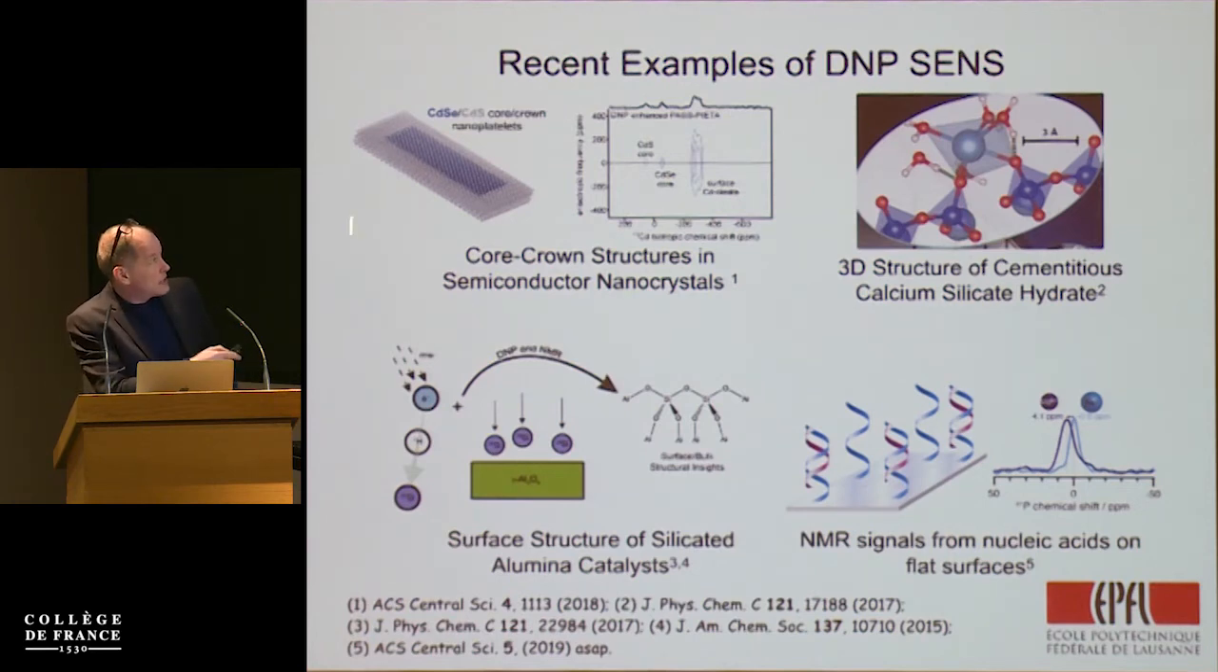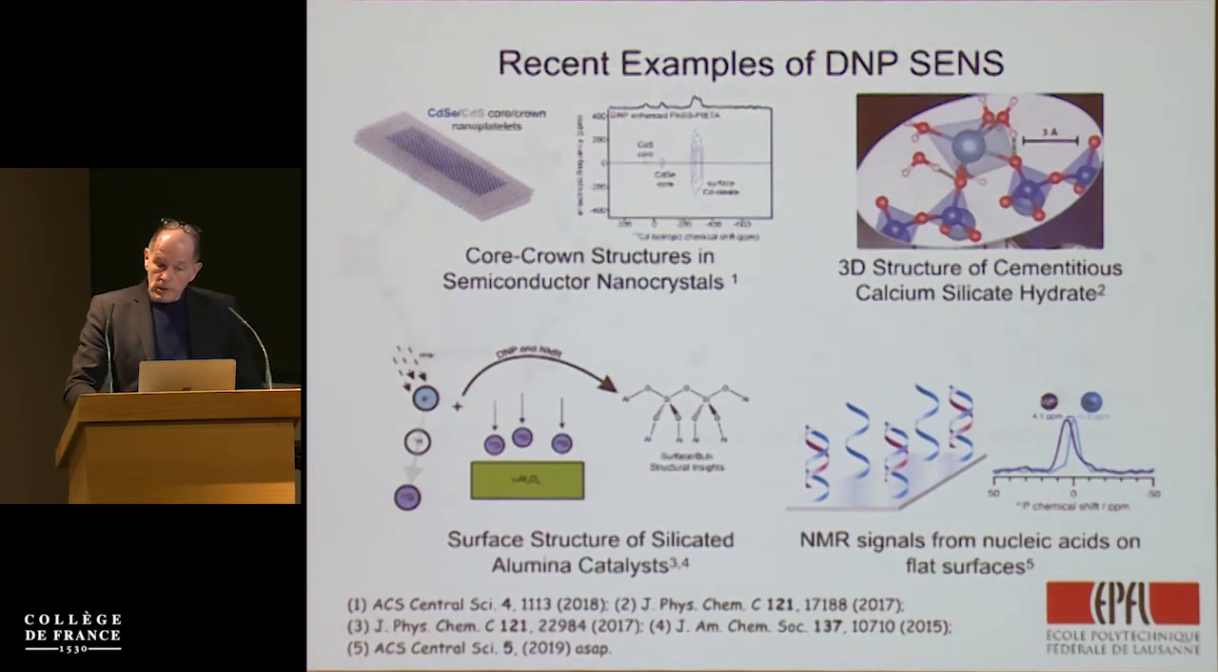Recently, for example, we've applied this to core crown structures in semiconductor nanocrystals. We've done the full 3D structure of CSH in industrially relevant calcium to silicon ratios. We've done a lot of work on the structures of silicated alumina catalysts, so either the bulk, the interface, or the surface in those systems. And very recently, we've actually been able to determine NMR signals from two-dimensional flat surfaces. So this is nucleic acids on glass supports that you'd use, for example, in microarrays. This is just completely impossible to do before.